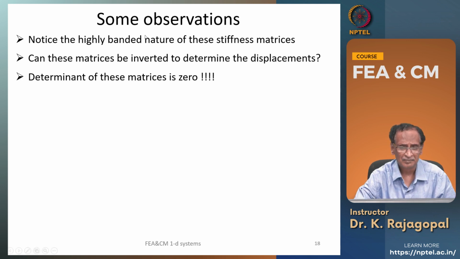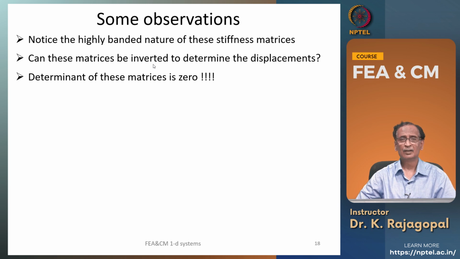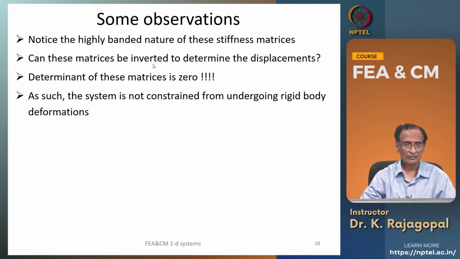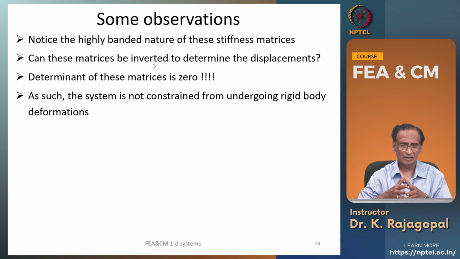and the determinant of these matrices is also 0. So, we cannot really do anything. We cannot invert these matrices and find our displacements. And as such, these systems are not constrained and they may undergo rigid body deformations.